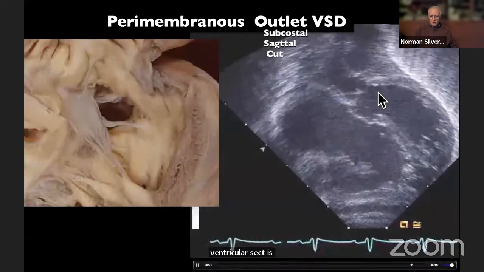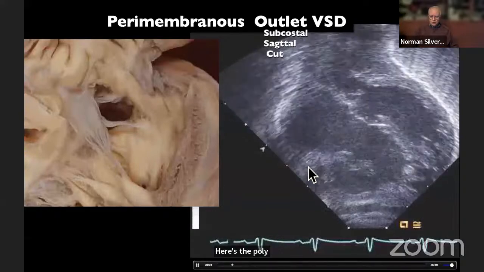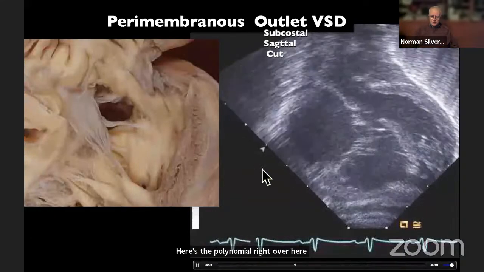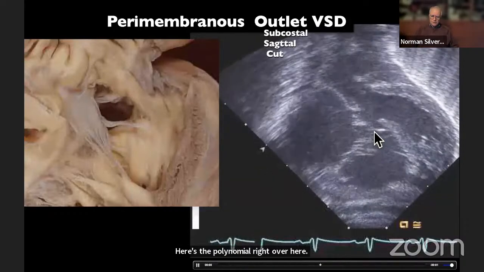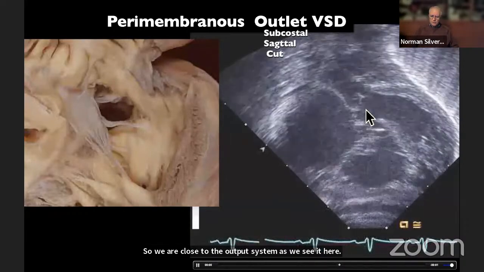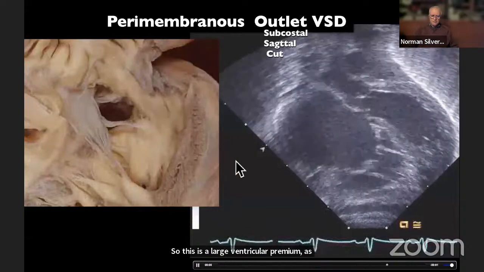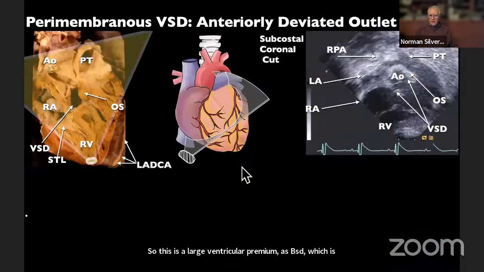Here's the pulmonary valve right over here. So we are close to the outflow septum as we see it here. So this is a large perimembranous VSD, which is extending into the outlet septum as shown over here. Now here's one with an anterior deviated outlet septum. This defect was often called the Eisenmenger's ventricular septal defect. And in fact, because there is no subpulmonary obstruction, that is the key unifying feature to differentiate this from tetralogy of Fallot.